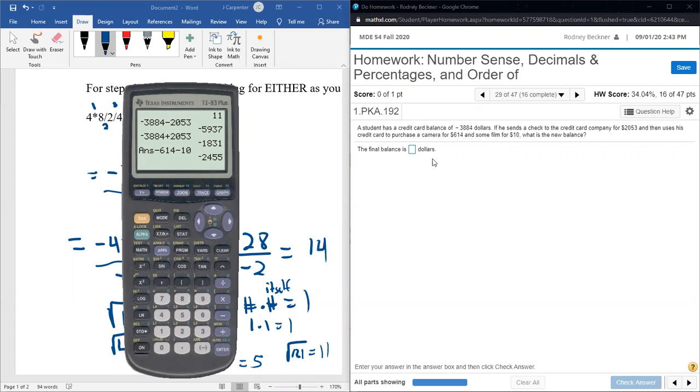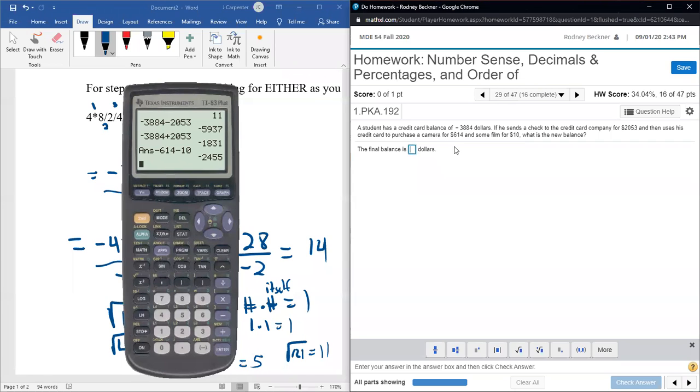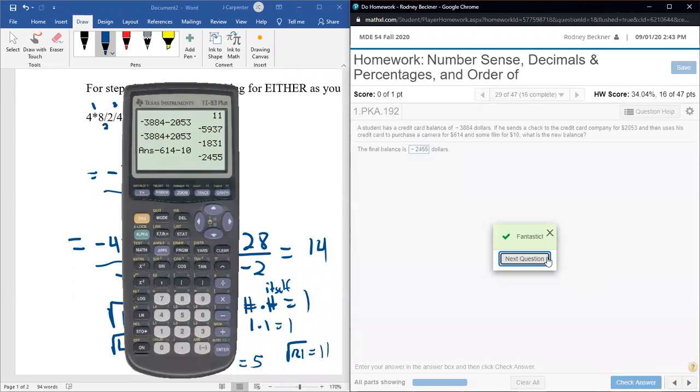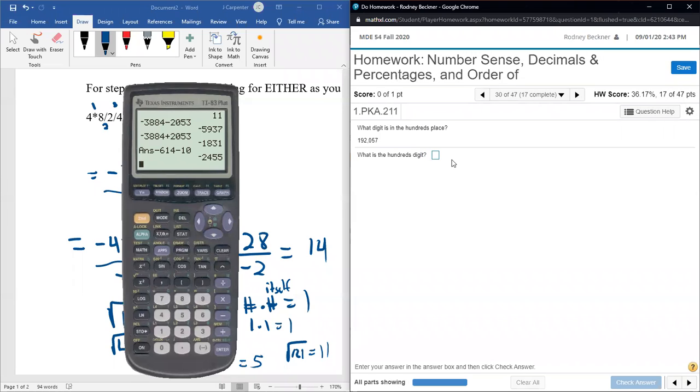So now we have a balance of negative 2455. Check, boom, we got it. So at least we don't owe as much as we originally did.